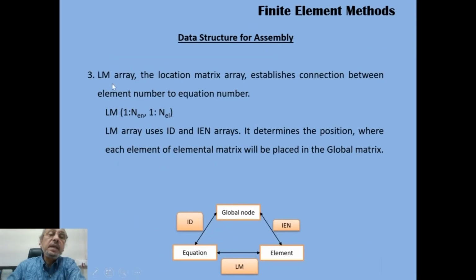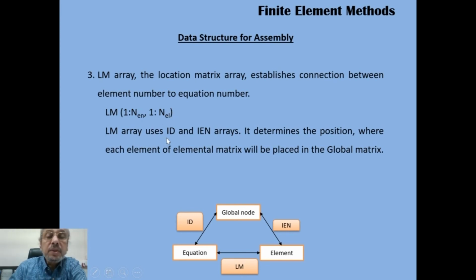And another array is the LM array. The location matrix array establishes connection between, again, element number to equation number through the local node number. So that is why here this is EN, which is basically a local node number, and EL, which is basically the element number.